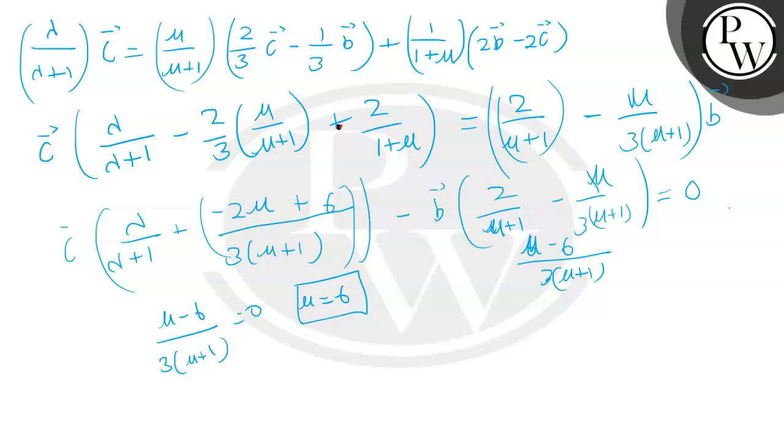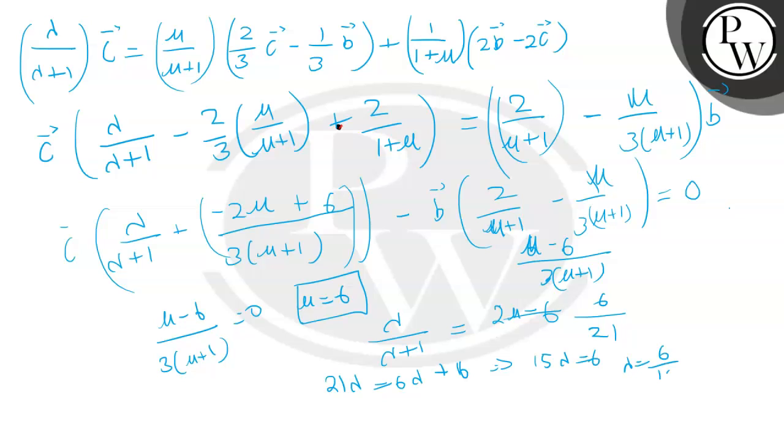So now just put the value of mu here, and we got lambda upon lambda plus 1 is equal to 2 mu minus 6. Put the value, it is going to be 12 minus 6, which is equal to 6 upon mu plus 1, 7, 21. So from here we got the value of lambda: 21 lambda is equal to 6 lambda plus 6. From here we get that 15 lambda is equal to 6. Now lambda is going to be 6 by 15. So from here we got the value of lambda.